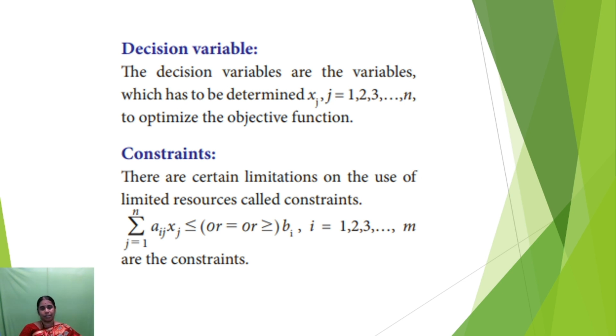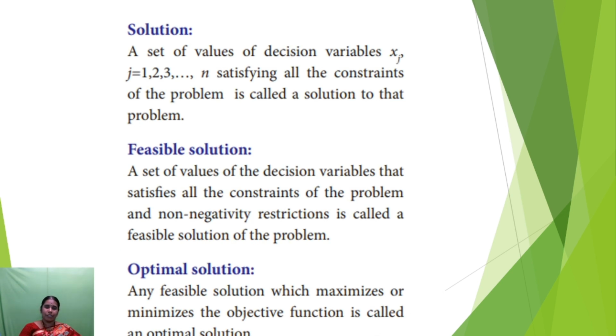Next, constraints. There are certain limitations on the usage of limited resources, which are called constraints. It is the summation of aij xj being less than or equal to, greater than or equal to, or equal to bi, which forms the constraints of the given program. Next, solution. The set of values of the decision variables satisfying all the constraints is called the solution, which may be either feasible or optimal.